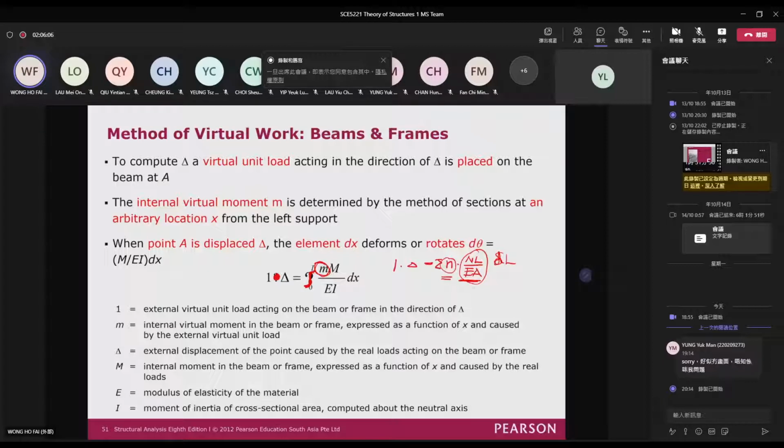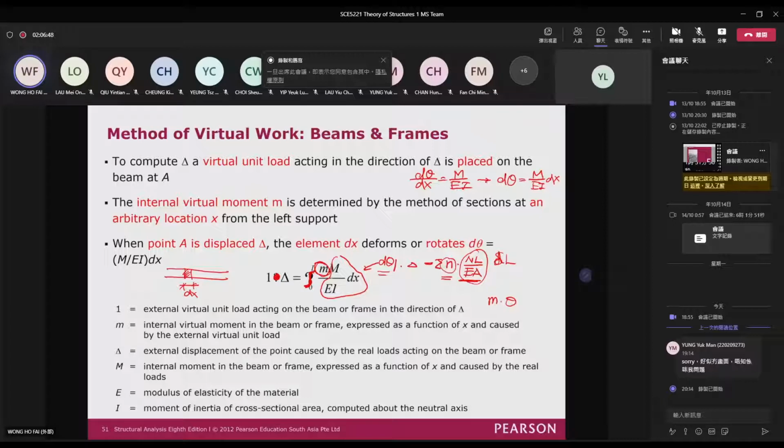Then for moment, you know that the moment is m times theta. So right here, you can see that this one is m over EI. You know that d theta over dx is equal to m over EI, and then we can write down d theta is equal to m over EI times dx. So right here, this one is the d theta. This d theta is considering a small part of the beam. We just consider a small element here, and the distance is equal to dx.